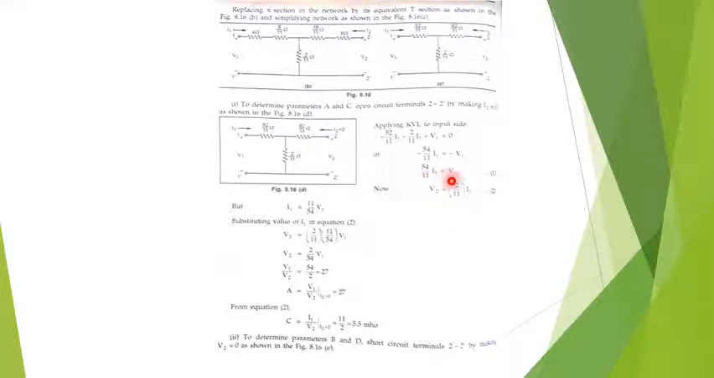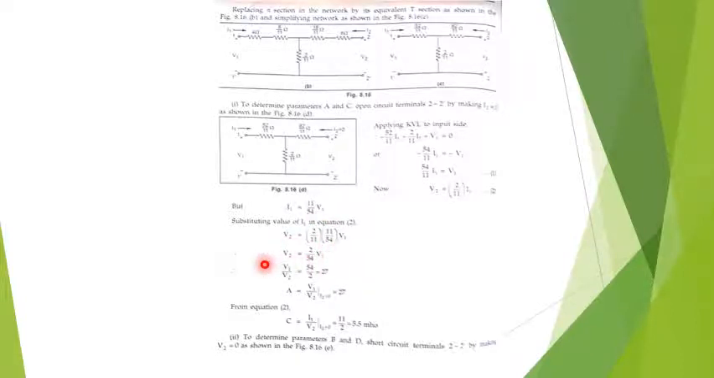I1 is 11 by 54 V1. So I put down the value of I1 as 11 by 54 V1 in this equation number 2. So I get V2 is equal to 2 by 11 and I1 is 11 by 54 V1. So when I simplify this, we find that I'll get V2 in terms of V1.